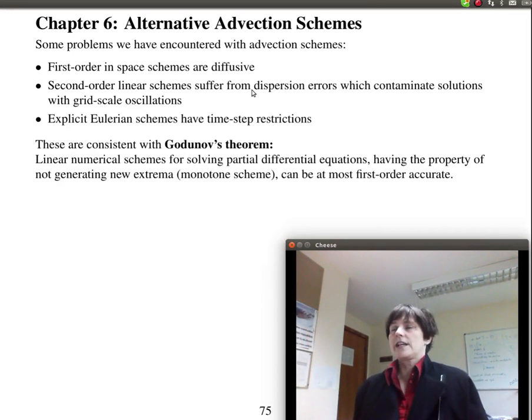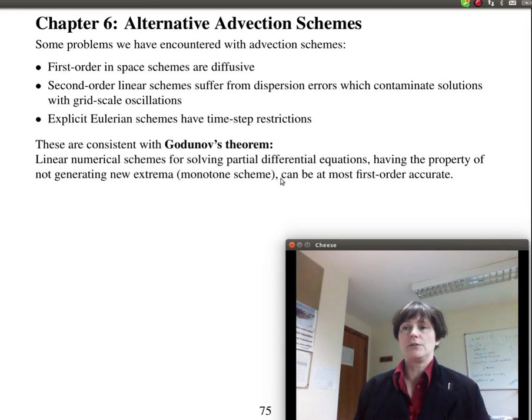The problem with grid scale oscillations in the second of these problems is consistent with Godunov's theorem. Godunov's theorem states that linear numerical schemes for solving PDEs have the property of not generating new extrema, i.e. monotone schemes, only if they're first order accurate. So if you've got a second order accurate scheme and it's a linear scheme, it will generate new extrema.